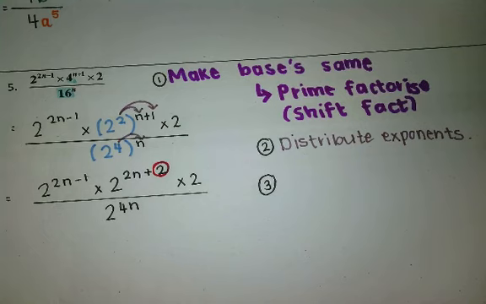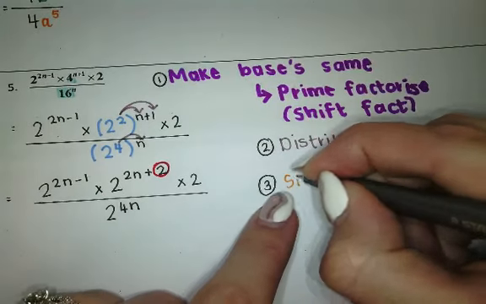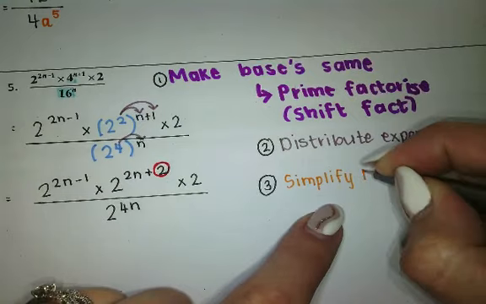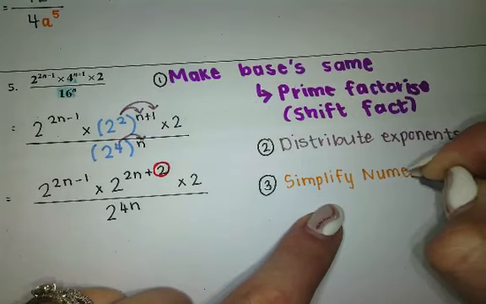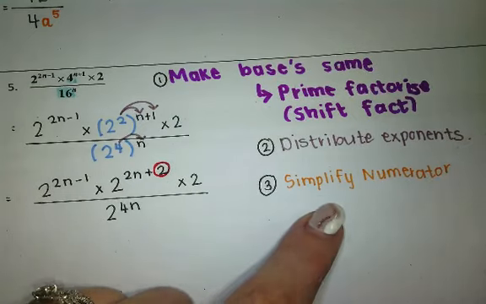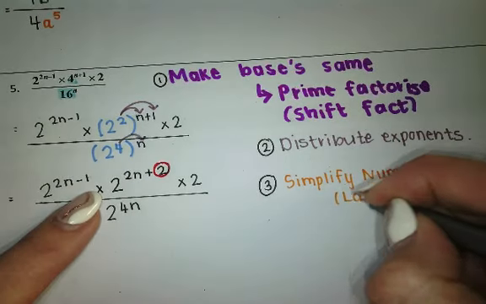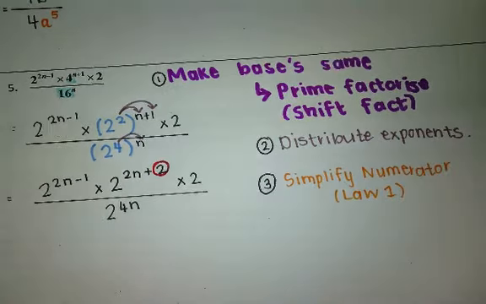Okay, your third step, I always like to simplify numerators and denominators before I start switching up between top and bottom. But then at the end of the day, it's completely up to you. I just find it easier when it's fully simplified at the top and the bottom. Okay, so I'm going to simplify my numerator. Okay, and what law am I going to use to simplify my numerator, grade 10s? I'm going to use law 1, right?